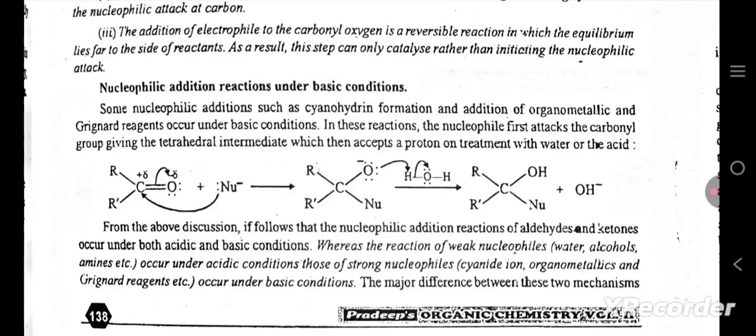Nucleophilic addition reactions under basic conditions. Some nucleophilic additions, such as cyanohydrin formation and addition of organometallic and Grignard reagents, occur under basic conditions. In these reactions, the nucleophile first attacks the carbonyl group, giving the tetrahedral intermediate, which then accepts a proton on treatment with water or acid.